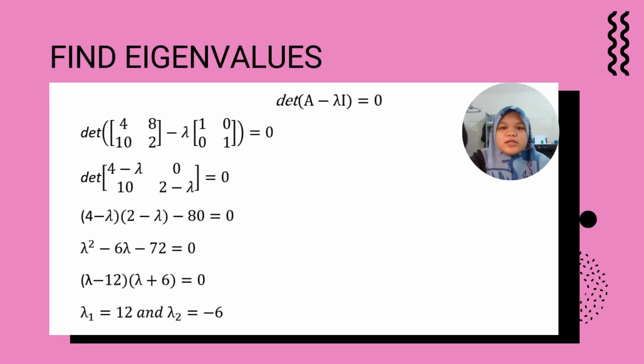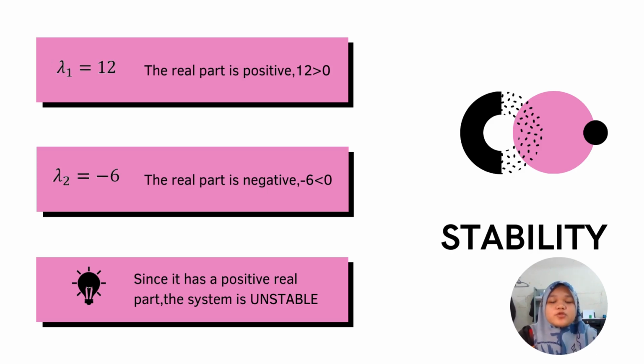In order to find the eigenvalues, we need to use the formula, which is determinant of A minus lambda I, where I is the identity matrix, equals 0. From the matrix A that we got before, we substitute into the formula and solve it until we get the eigenvalues. So the eigenvalues for this question, the first one is 12 and the second one is negative 6.